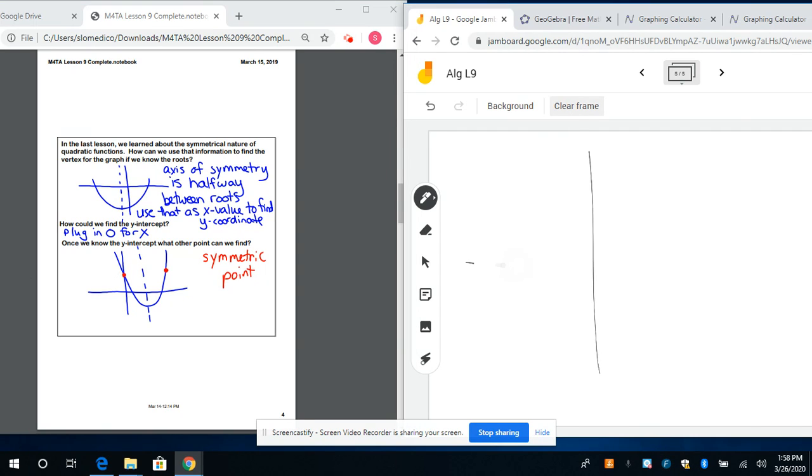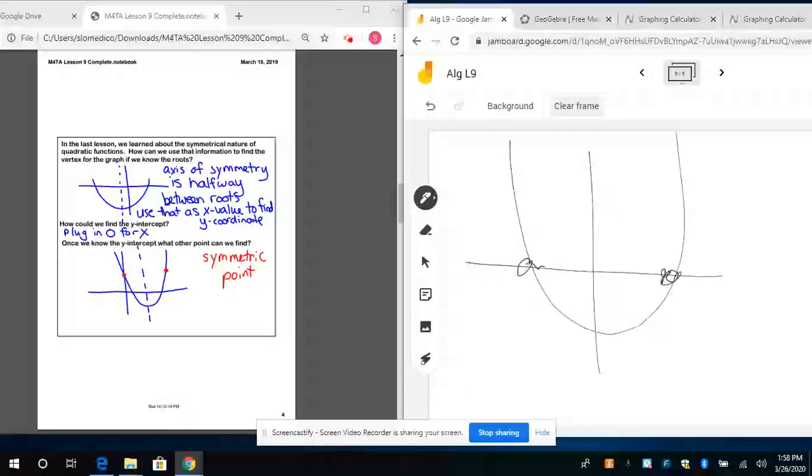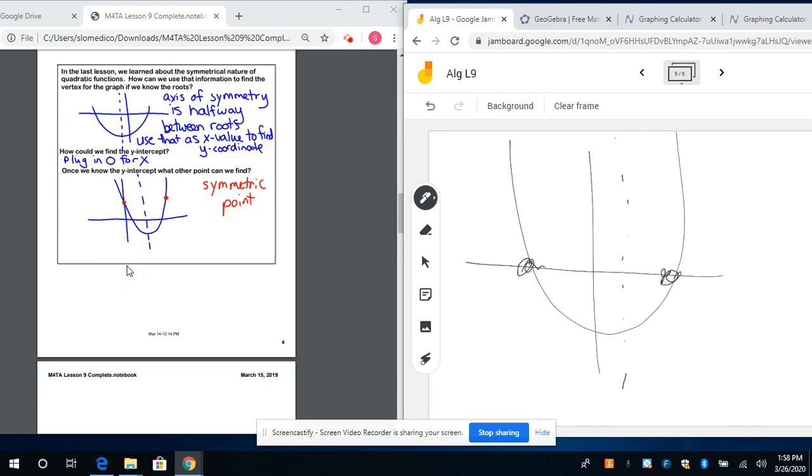So again, if you have your two roots here, your two solutions, your two zeros, the axis of symmetry should be somewhere in the middle. And I know that's not the middle, but symmetry is in the middle, vertex also in the middle.